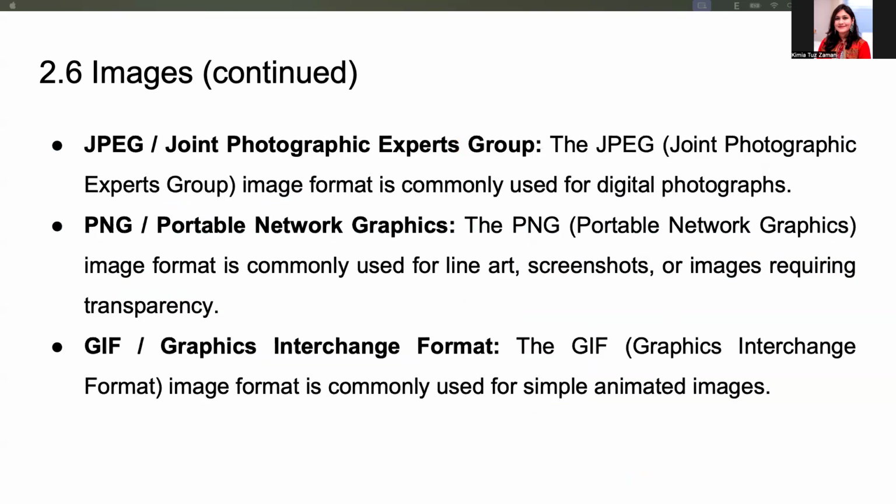Now, let's talk about the popular image formats you will encounter on the web. First, we have JPEG images. These are the most common format for digital photographs because they provide good quality while keeping the file size small. And the other format is PNG. This format is great for line art, screenshots, or images with transparency, like logos with see-through backgrounds. Finally, we have GIF images. These are perfect for simple animation like moving icons or memes because they support basic animation frames.